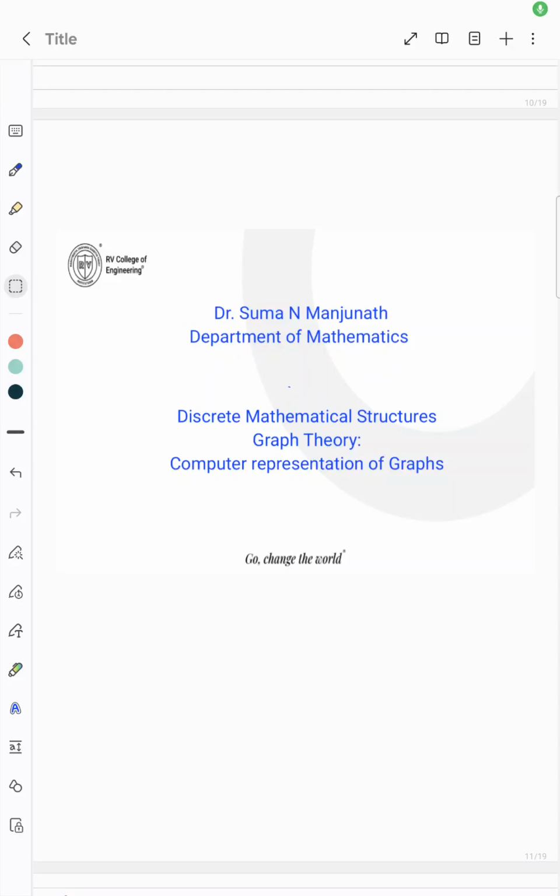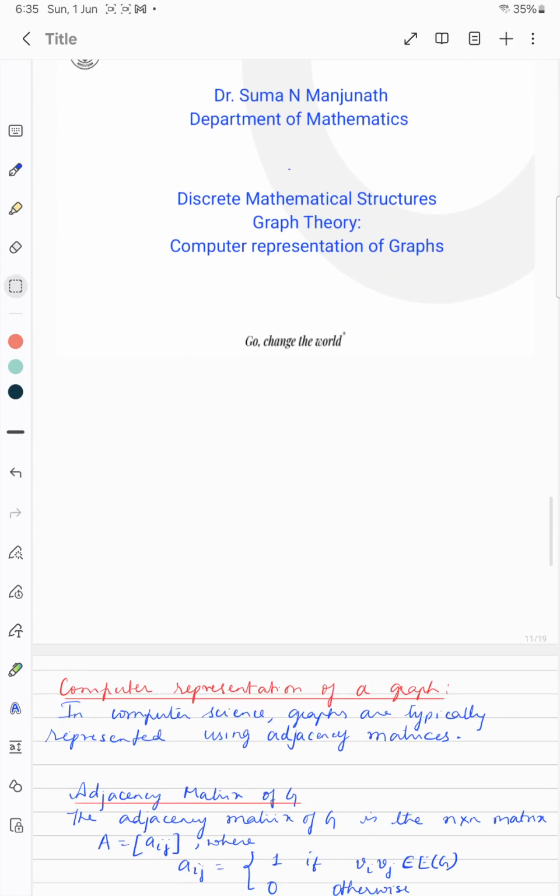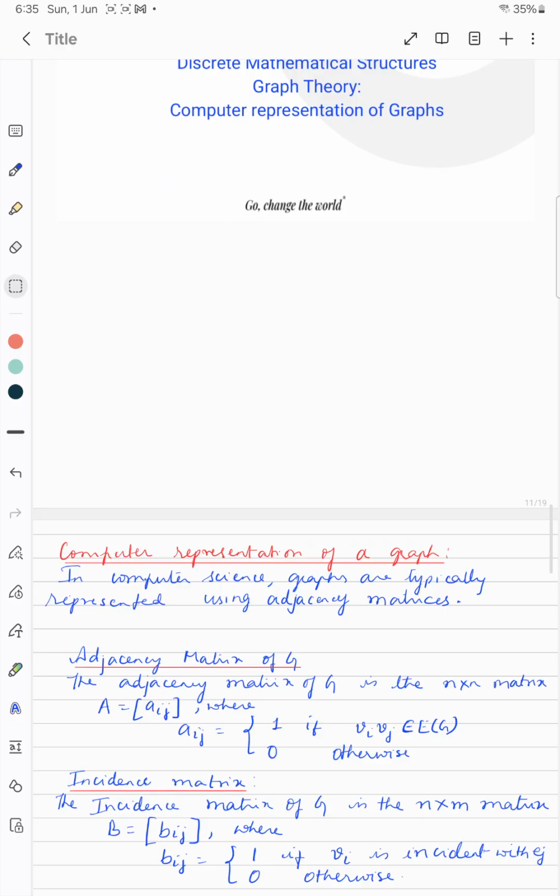Dear students, in this video we are going to learn the computer representation of graphs. A graph can be represented in the form of a matrix. So in computer science, graphs are typically represented using a matrix which is called the adjacency matrix. So let us know what an adjacency matrix is.